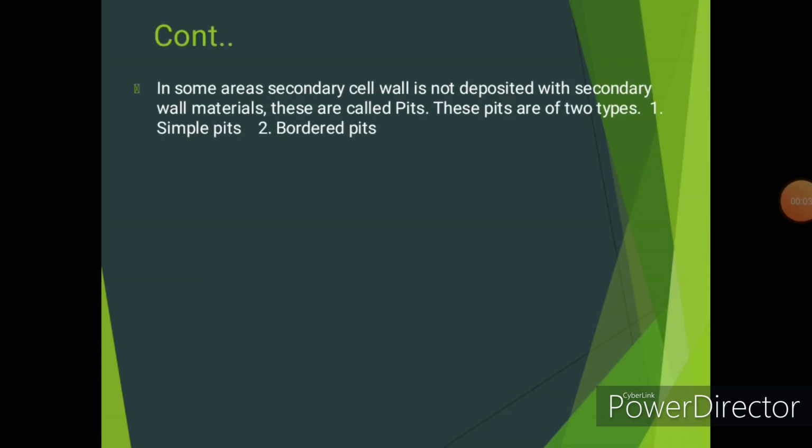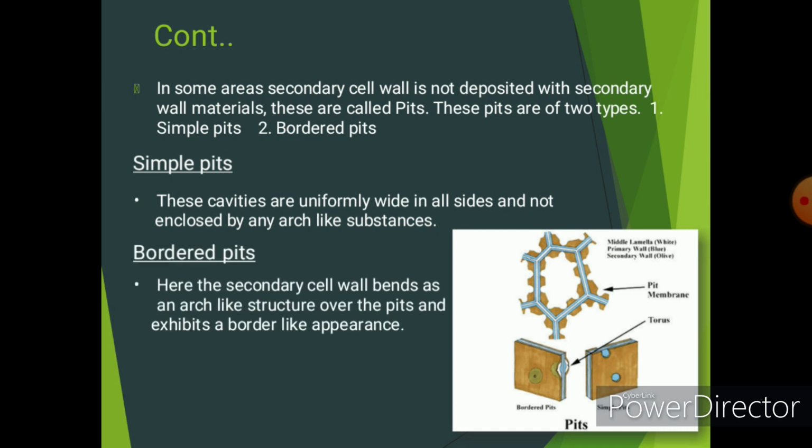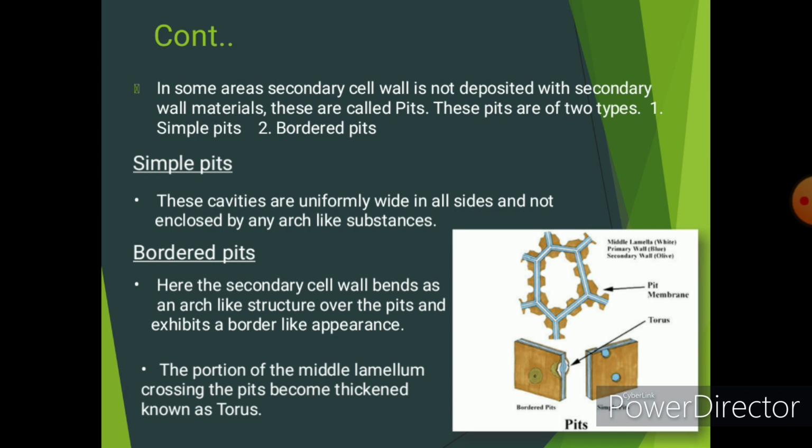In some areas, the secondary cell wall is not deposited with secondary wall materials. These are called pits. Pits are of two types, simple pits and bordered pits. Simple pits are uniformly wide on all sides and not enclosed by any arch-like structure. Whereas in bordered pits, the secondary cell wall bends as an arch-like structure over the pit and exhibits a border-like structure. At the portion of the middle lamella crossing the pit, it becomes a thickened structure. That thickened structure is known as the torus.